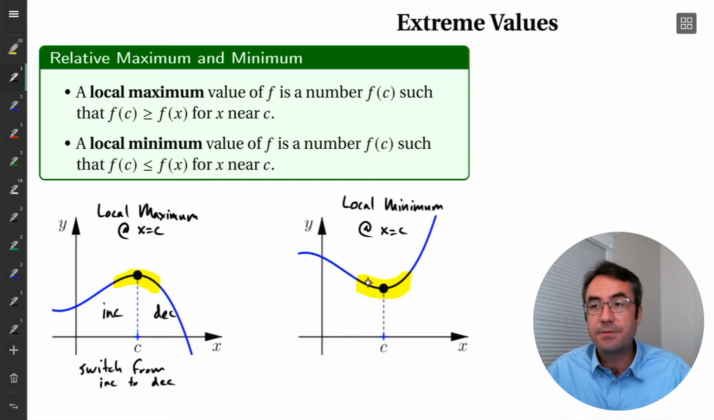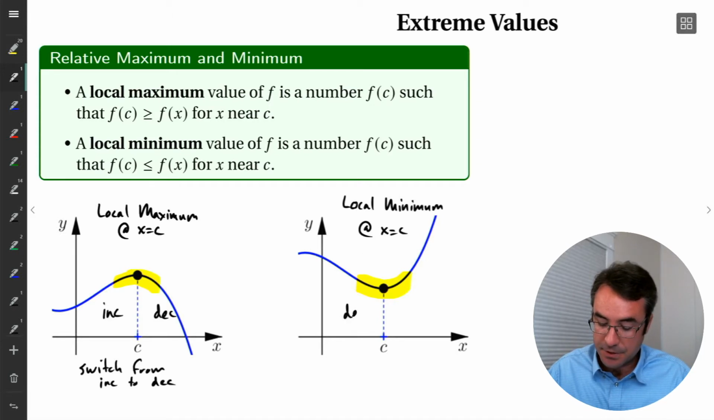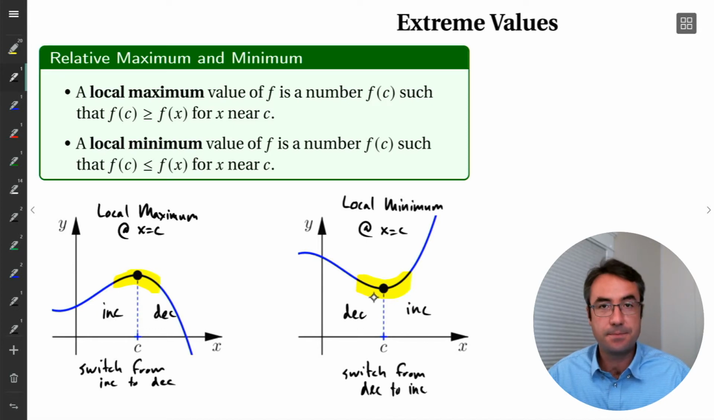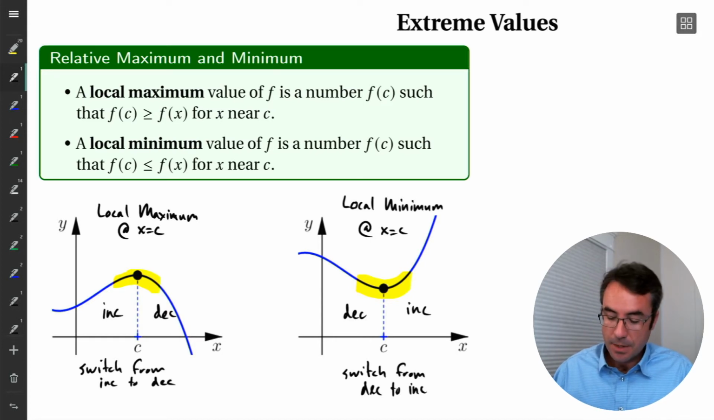Now for a local minimum, what's going on over here? Well, on the left side, we're decreasing, so our graph is falling. It's getting lower on this left side. And then we hit our local minimum, and then the graph starts increasing on the other side. So these places where our graph switches from decreasing to increasing are going to be important. And this is where we're going to have local maximums and local minimums, potentially.